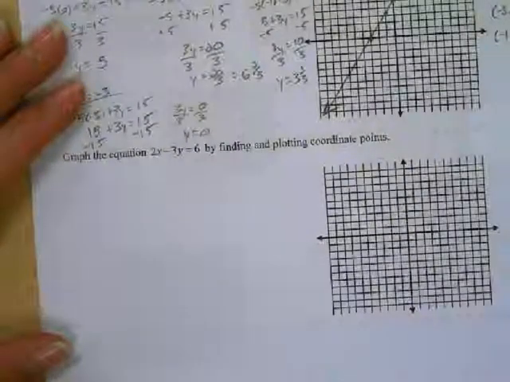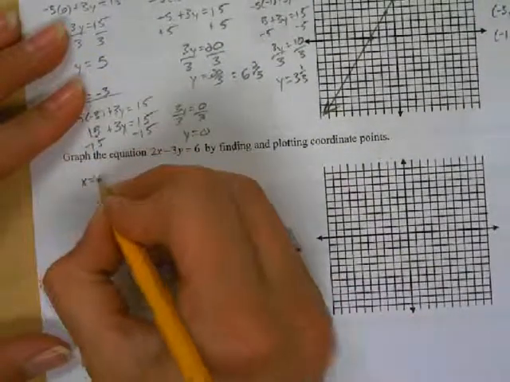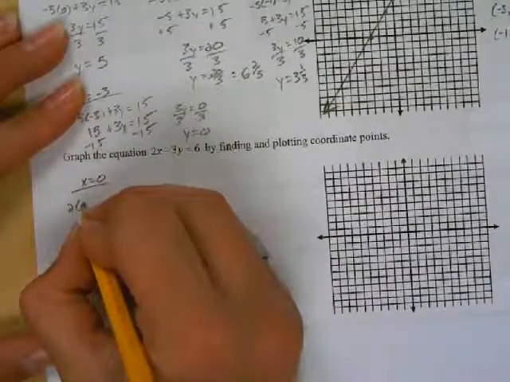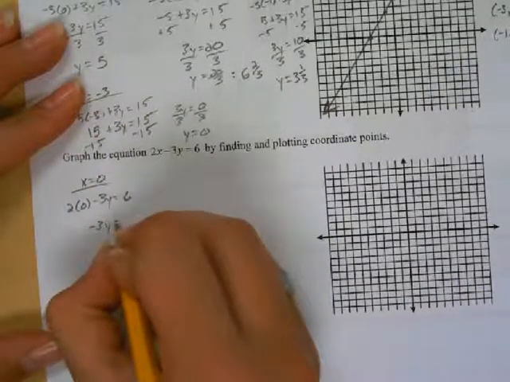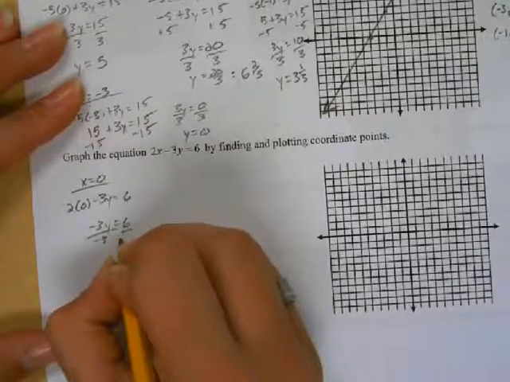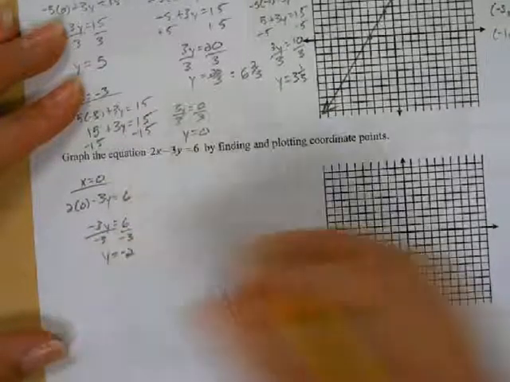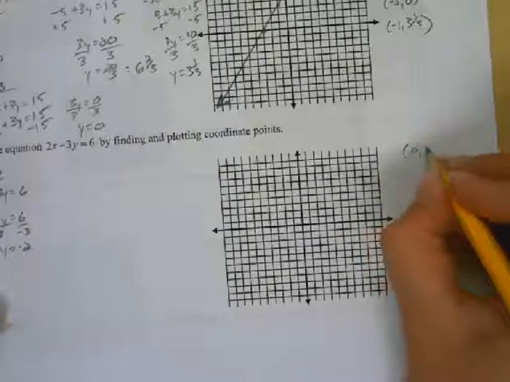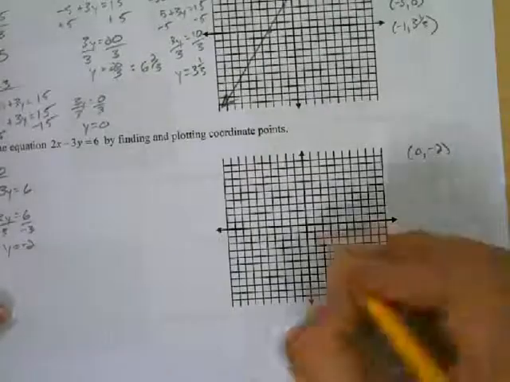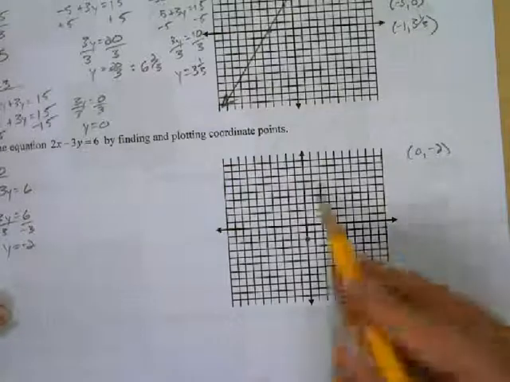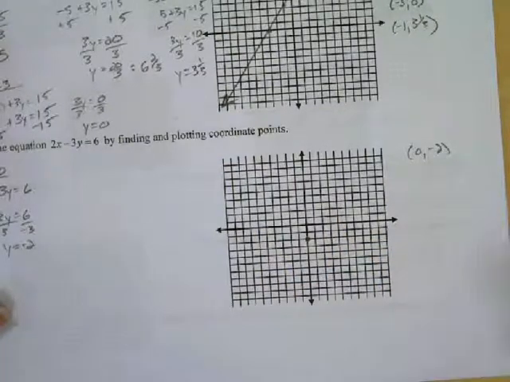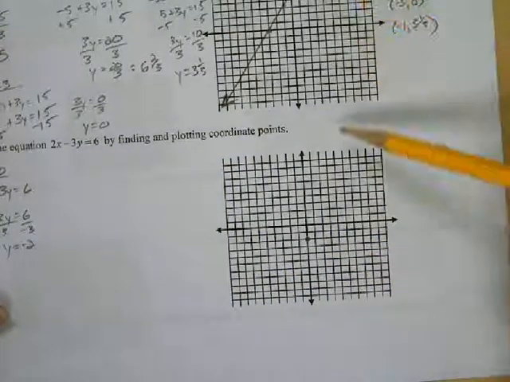So here we go. x is equal to 0. 2 times 0 minus 3y is equal to 6. Negative 3y is equal to 6, divided by negative 3. y is equal to negative 2. So I get 0, negative 2 is my first one. x is 0, y is negative 2. And I plot as I go so that I can kind of see where I'm at on my graph. Because again, if it starts to get too high, then I'm going to go to the left instead.